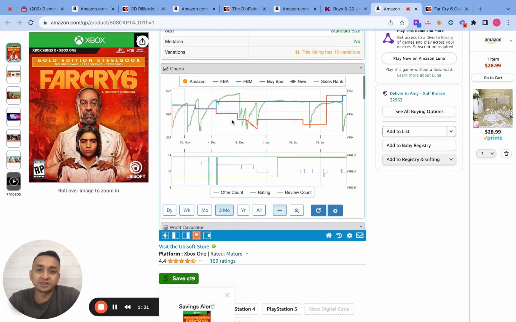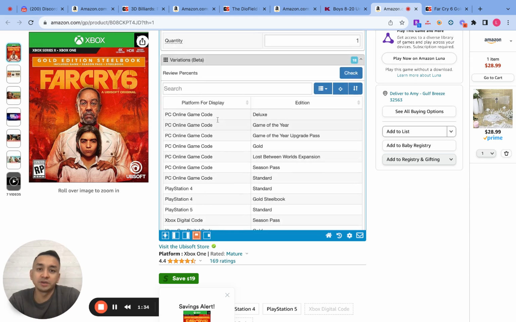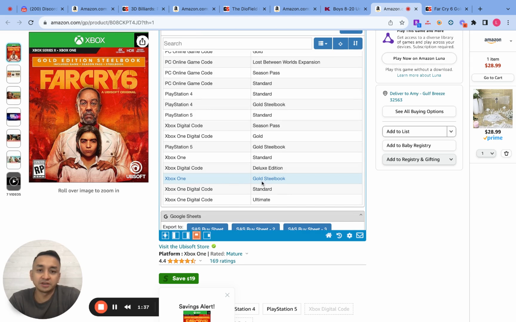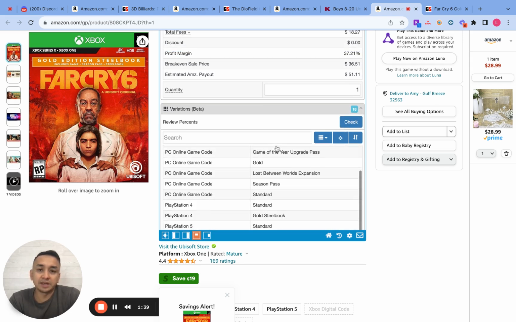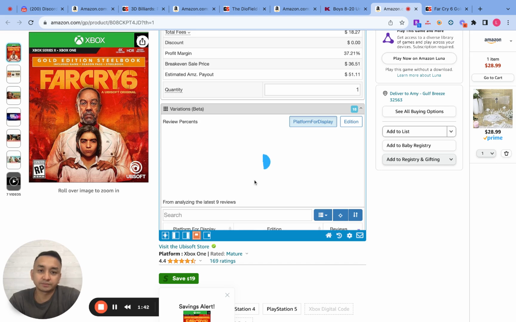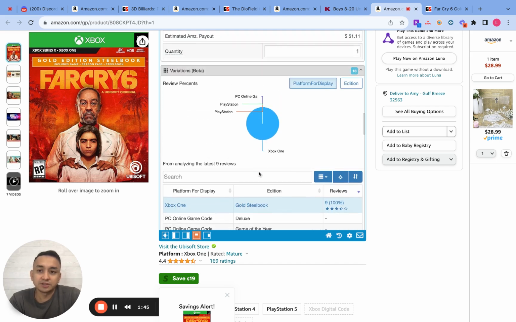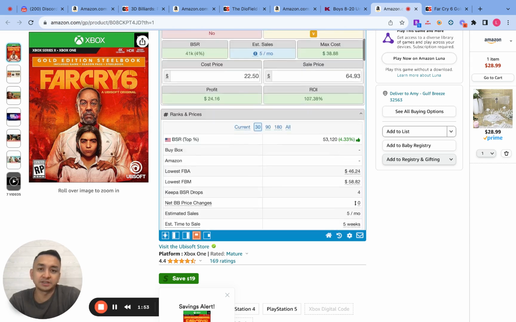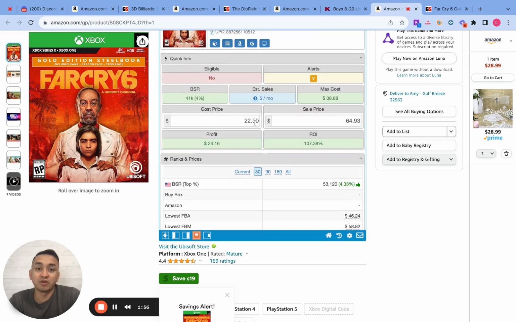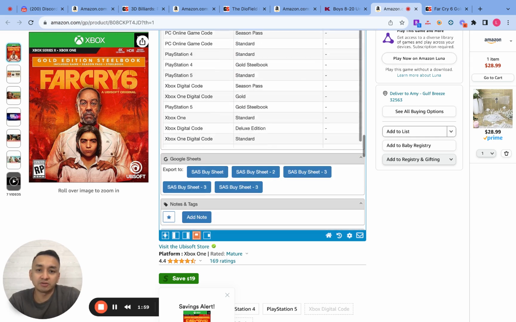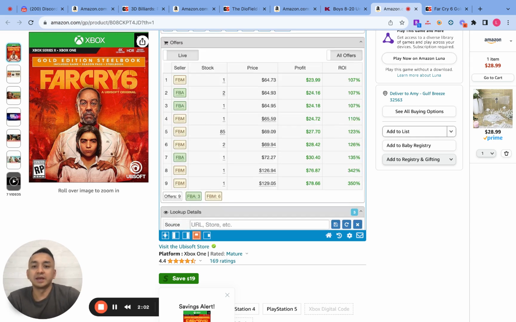Since it says variation, I would go to variation here at the bottom, look for the exact variation here, and then I would check the variation. So this exact variation is getting 100% of all the sales, or the ratings, which means this exact variation is getting 5 sales a month. So now I would go down to the competition, and then I would have to decide if I'm willing to share 5 sales a month with these other sellers right here.